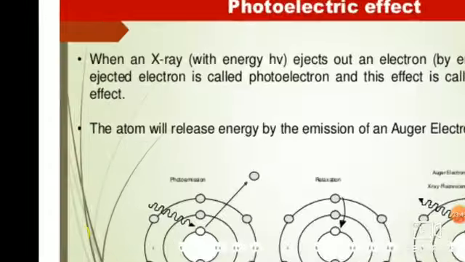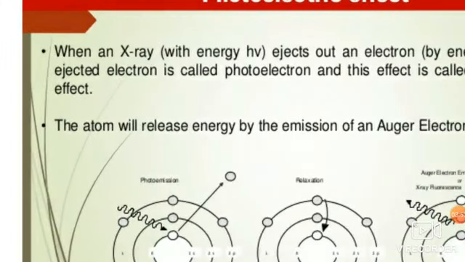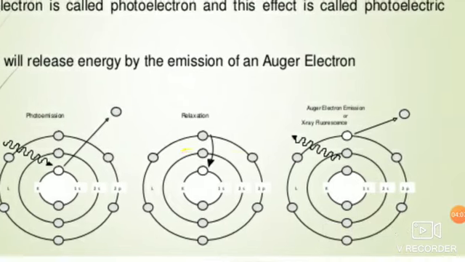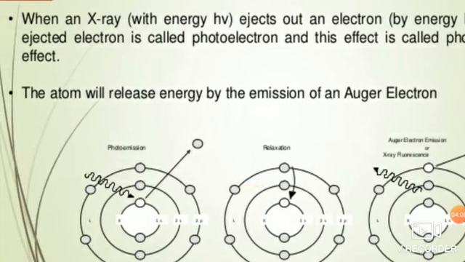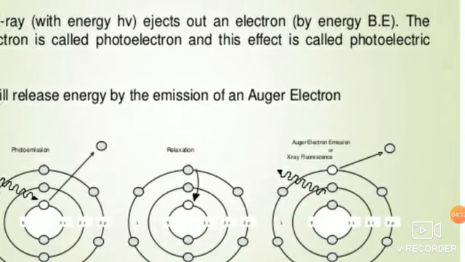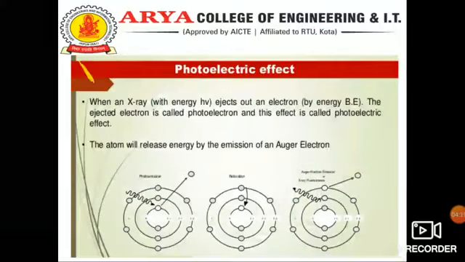The first diagram is photoemission, when the X-ray falls on the electron. Second diagram is relaxation, and third one is where the atom will release energy by the emission.